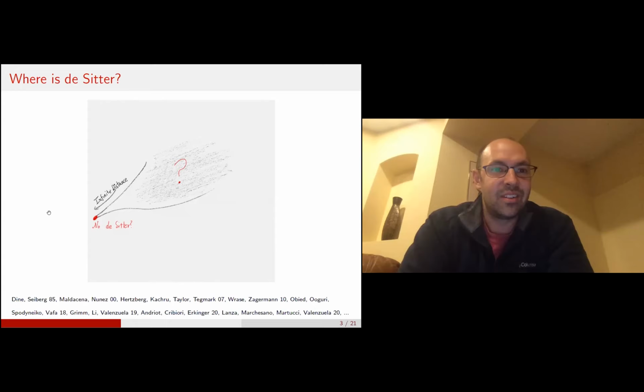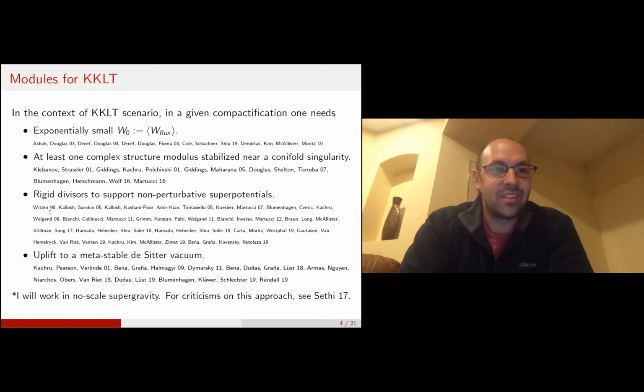I think the very valuable first step in this direction is KKLT and its variants. So let me just talk about KKLT from now on. What do you need to have KKLT in an explicit manner? First, you want a string compactification, and given that compactification, you want the following ingredients. First, an exponentially small W0, which is the value of the flux superpotential. Second, at least one of the complex structure moduli stabilized near conifold points. Third, many rigid divisors to support non-perturbative superpotentials. And lastly, a reliable SUSY breaking source to uplift.